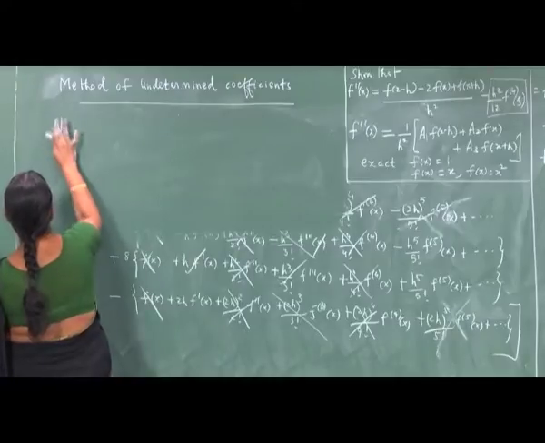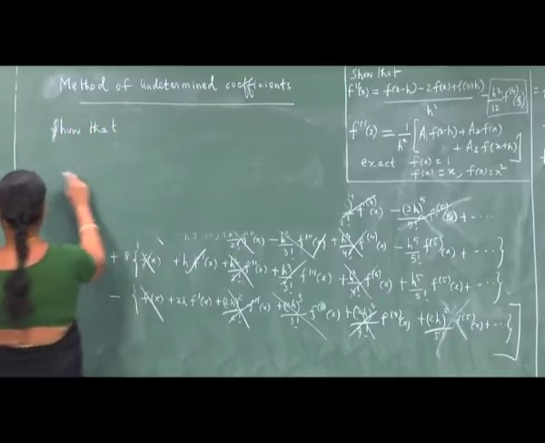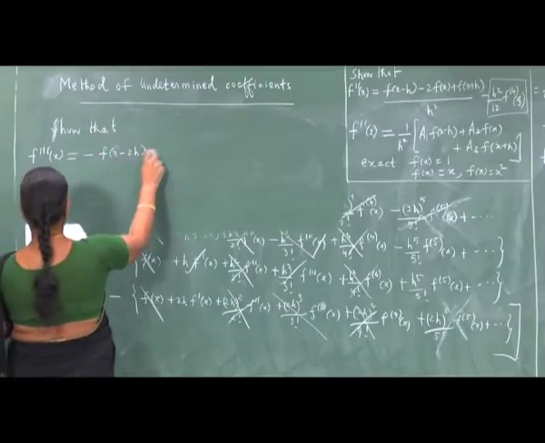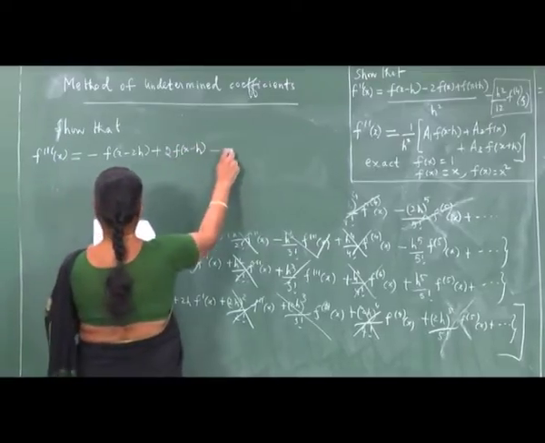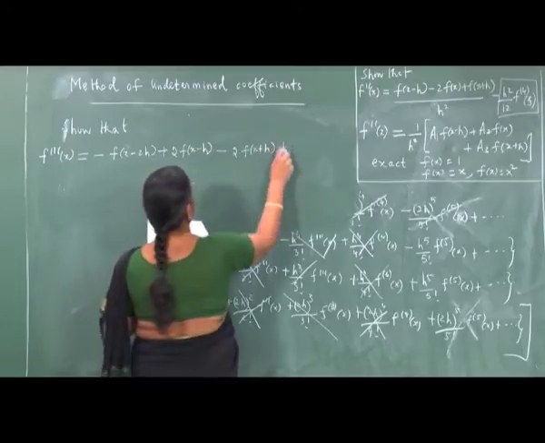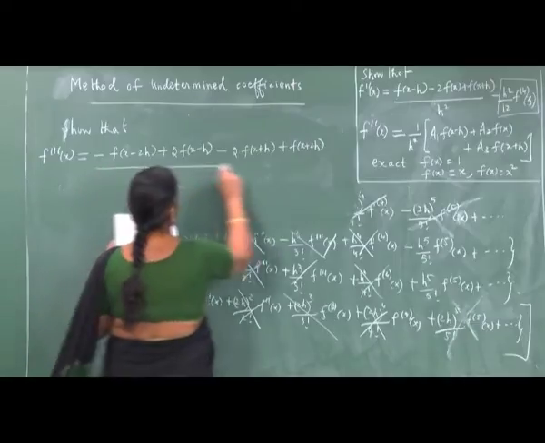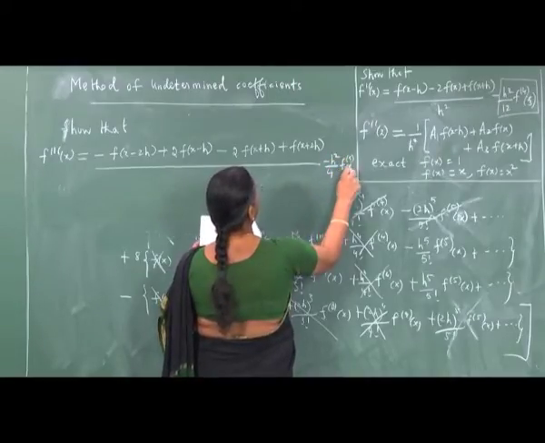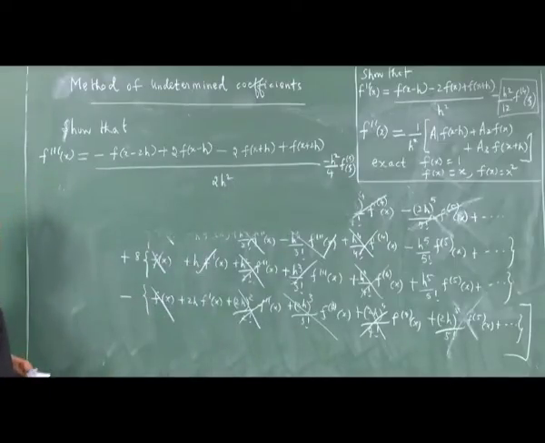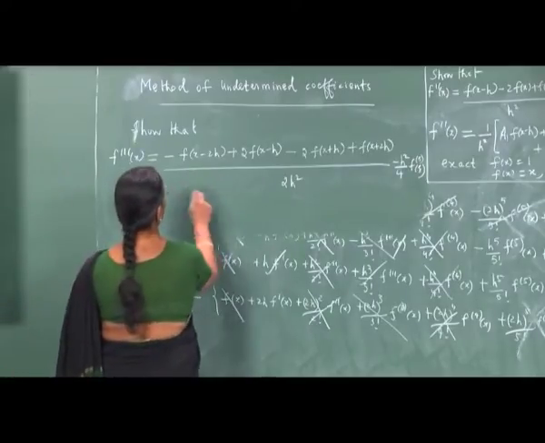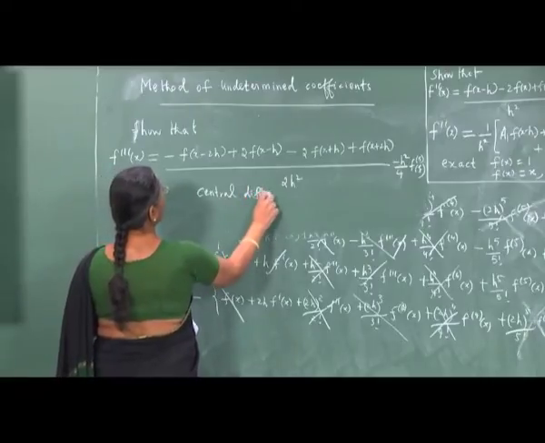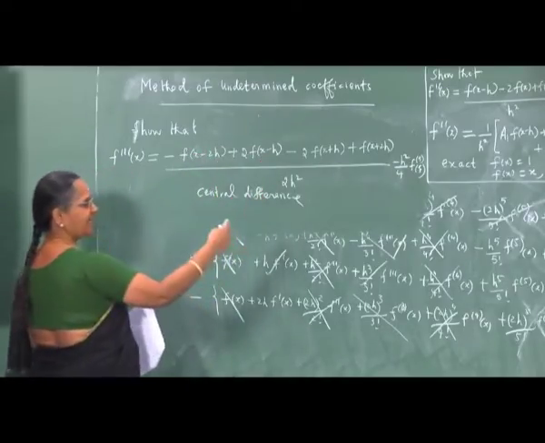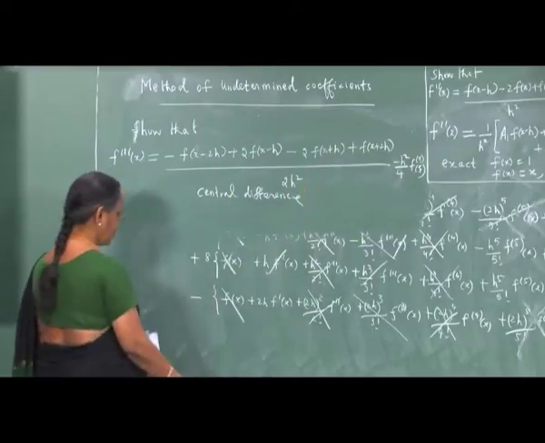So, show that the third derivative f triple prime of x can be given by f of x minus 2h plus twice f of x minus h minus twice f of x plus h plus f of x plus 2h, divided by 2h square, minus h square by 4 times the fifth derivative at psi, which is again a central difference formula for the third derivative at x, which involves information of the function values at x minus h, x minus 2h, x plus h and x plus 2h.